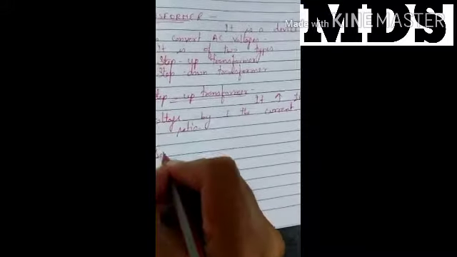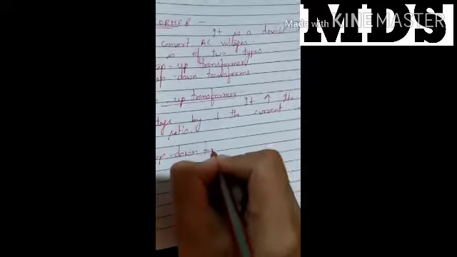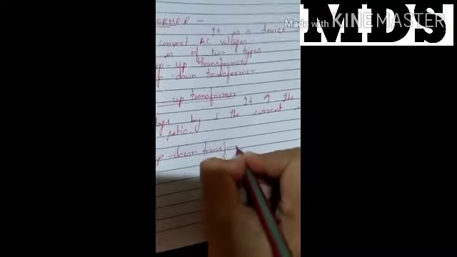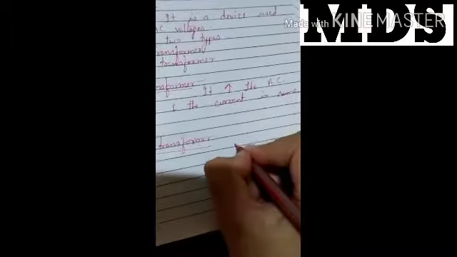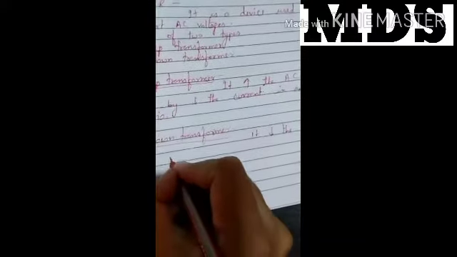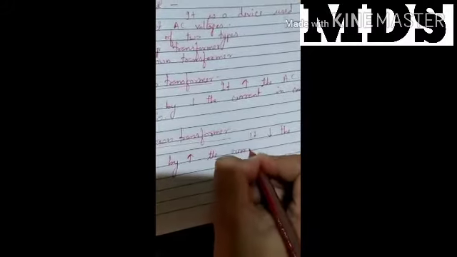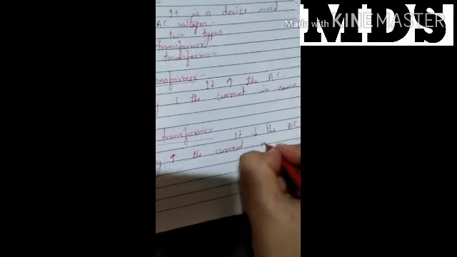Next, our step down transformer. Step down transformer, that is, it decreases the AC voltage by increasing the current in the same ratio. That is a step down transformer.